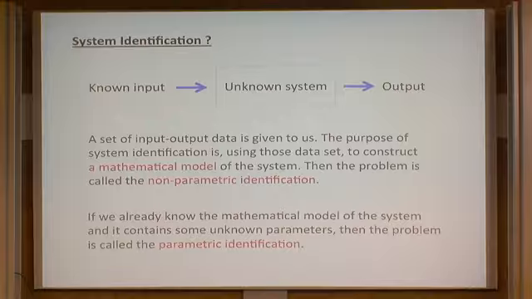But if we already know the mathematical model of the system, but it still contains some unknown parameters, then the problem is called parametric model identification. Usually we think about parametric model identification, and in this talk we are dealing with parametric model identification as well.